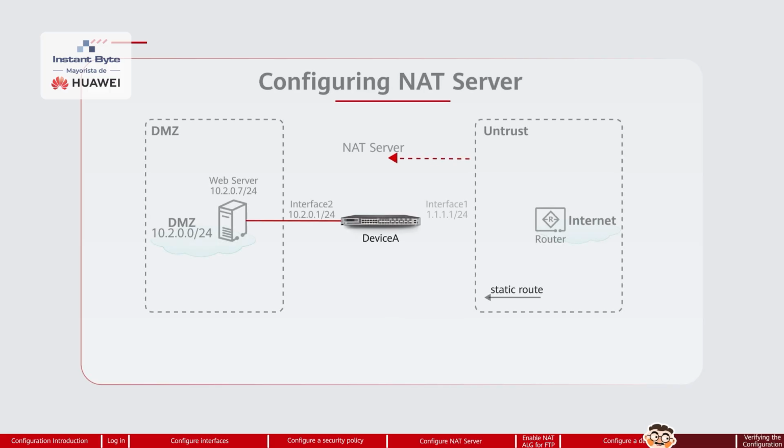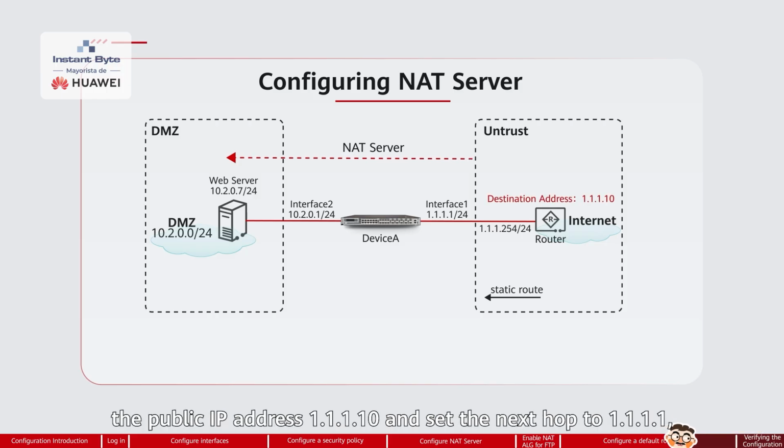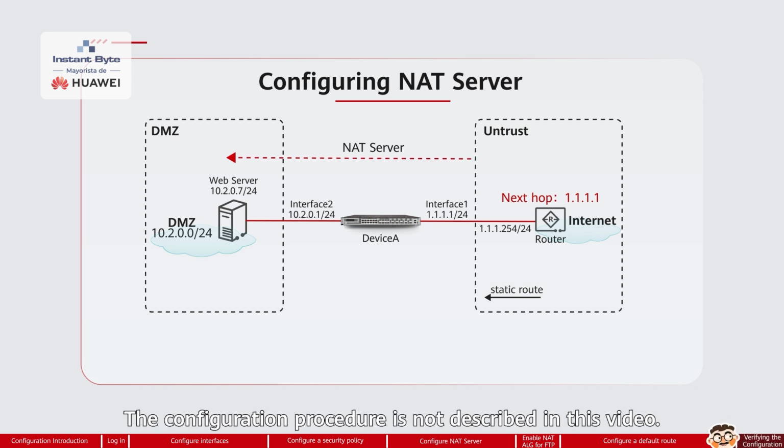In addition, you need to configure a static route on the router to the public IP address 1.1.1.10 and set the next hop to 1.1.1.1 so that the traffic destined for the server can be sent to the device. The configuration procedure is not described in this video.